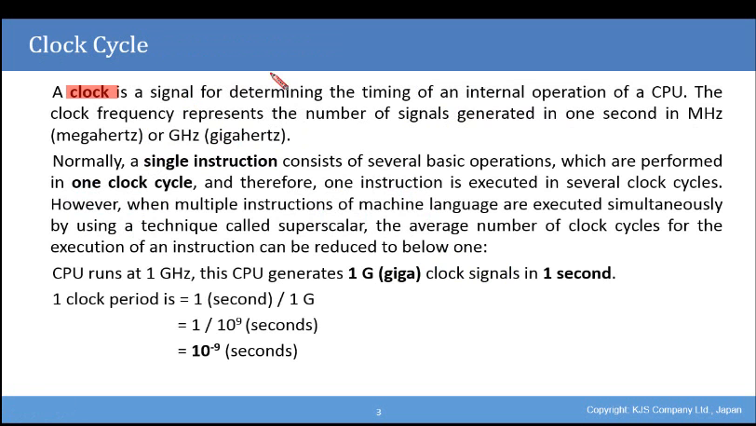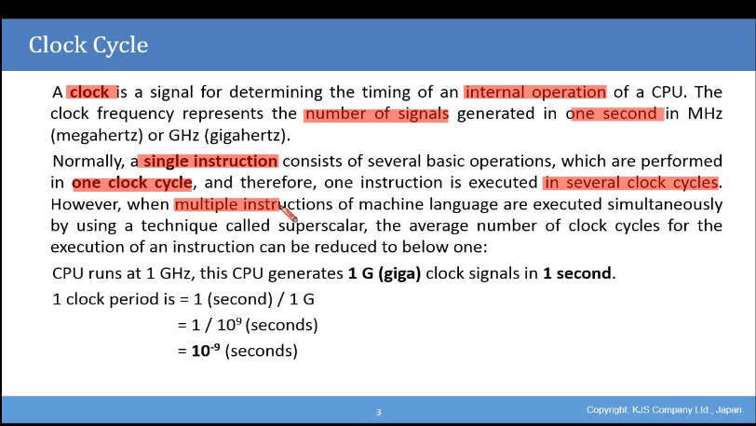A clock is a signal for determining the timing of an internal operation of a CPU. The clock frequency represents the number of signals generated in 1 second, in megahertz, MHz, or gigahertz, GHz. Normally, a single instruction consists of several basic operations, which are performed in one clock cycle. And therefore, one instruction is executed in several clock cycles.